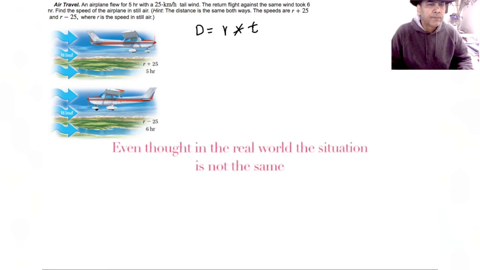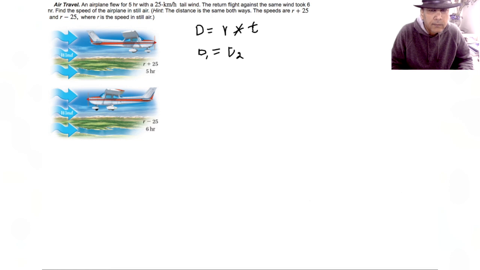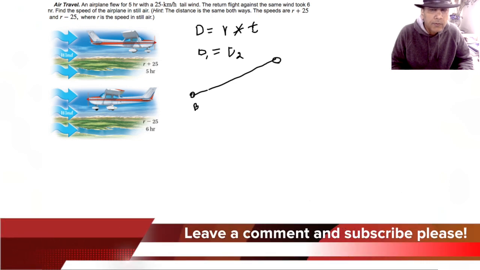So let's set up the first problem. The hint they give us is that distance is the same, so we're gonna write down D1 equals D2. Okay, so let's say we are flying from Boston, this is our Boston, to London. So Boston to London.